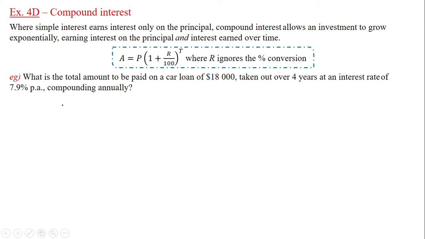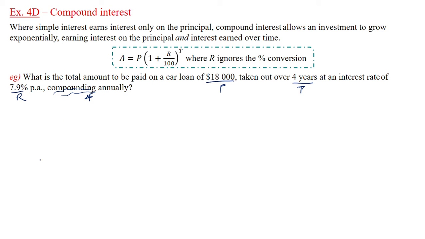What is the total amount to be paid on a car loan? So again, the car loan was, same example as previously, $18,000. That's how much was borrowed. Taken out over 4 years, that's my time, at an interest rate of 7.9% per annum. So these are exactly the same figures I gave you in the simple interest exercise 4B example, except this time the interest compounds annually instead of simply. Okay, so this word here, compounding, that's really important. That tells us which formula we need to use.